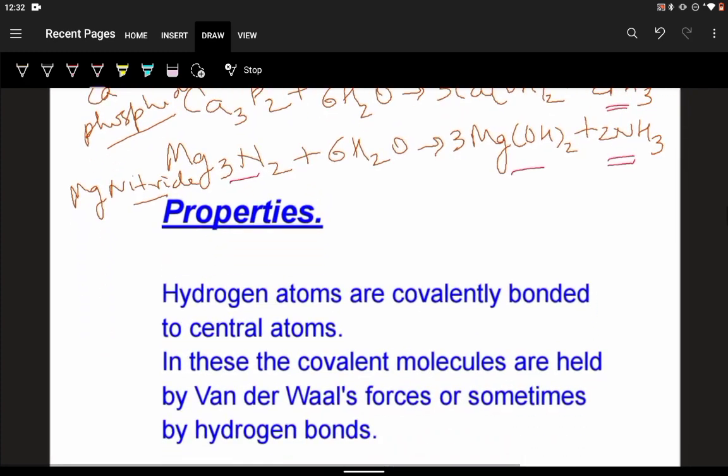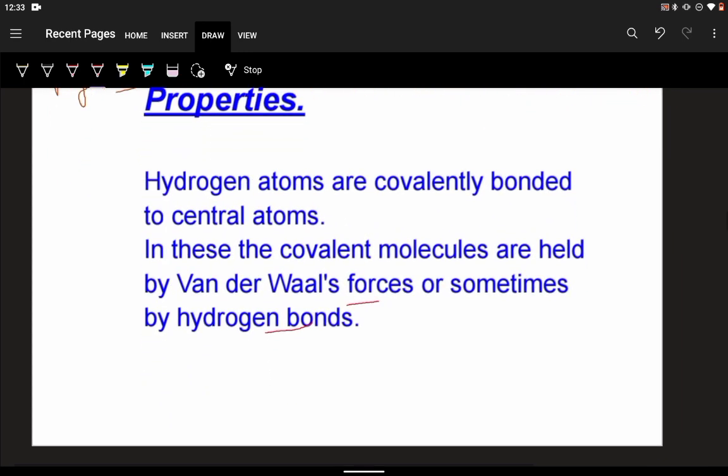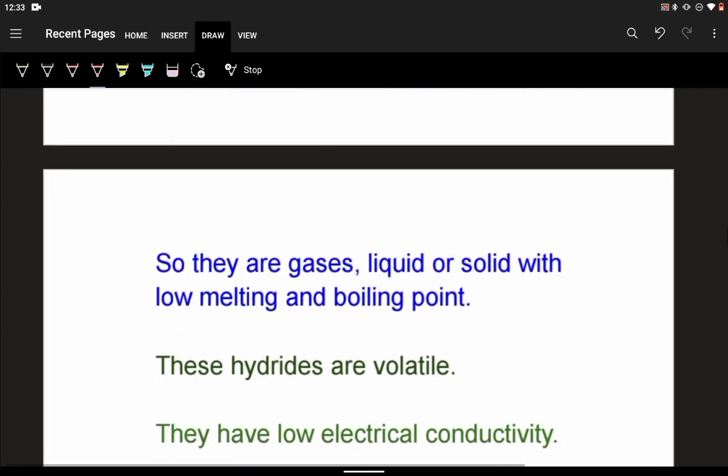Now if we go to the properties, we find that the hydrogen atoms are covalently bonded to the central atoms, and in these there will be van der Waals forces or sometimes hydrogen bonds. Either of the forces are present. Since these forces are not very strong, they are either gases or liquids or sometimes solids. If it is solid also, it will have a low melting and boiling point. These hydrides are volatile in nature and they have low electrical conductivity.